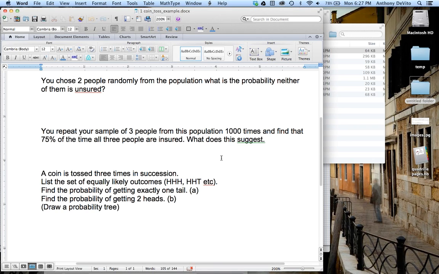How often did you expect that to occur? No, we expected 1 person. How often did you expect to get all 3 people insured from that population? 51% of the time. You did it in practice, it turned out to be 75%. What does that tell you about that population, about the sample you took? It's not independent. Remember, each selection had to be independent. If it doesn't multiply out and give you the same thing when you sample over and over again, there must be a reason for it. Most likely it's because it's not independent.